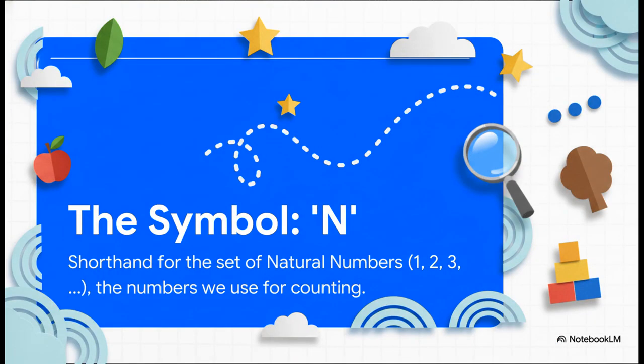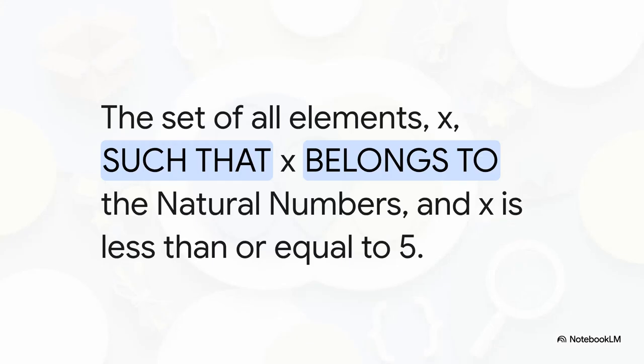And last but not least, that capital N. This is a famous one. It's just shorthand for the set of all natural numbers. You know, the numbers you first learned to count with as a kid. 1, 2, 3, 4, and on forever. Okay, so let's put all the pieces together and just read this thing like a sentence. It says the set of all elements x such that x belongs to the natural numbers and x is less than or equal to 5. And what are the natural numbers less than or equal to 5? Well, they're 1, 2, 3, 4, and 5. It's the exact same set, see? It's not scary code, it's just a super precise language.